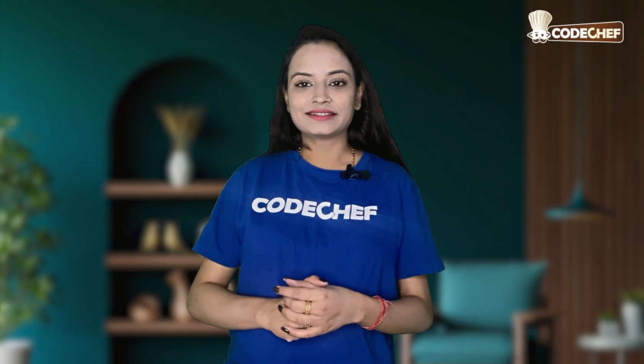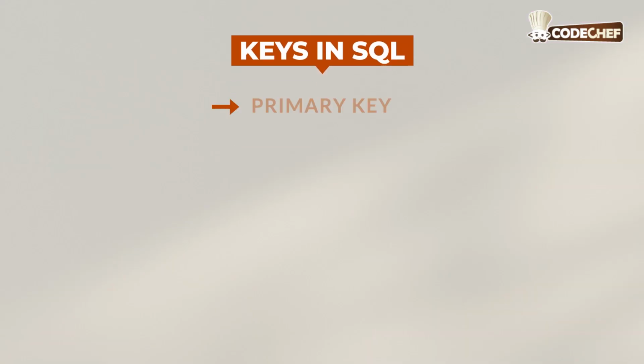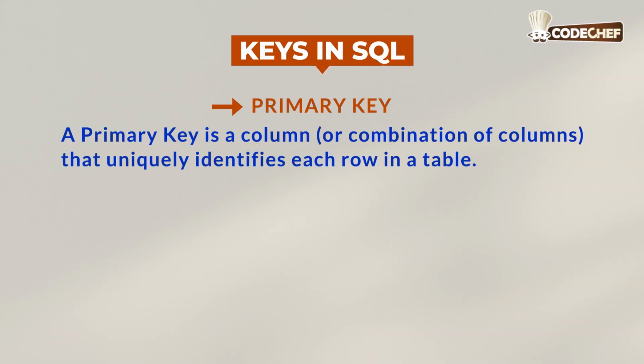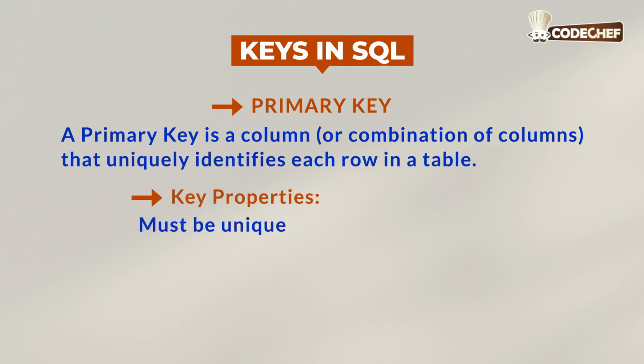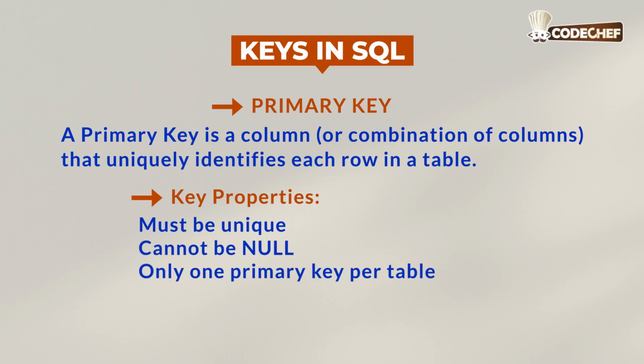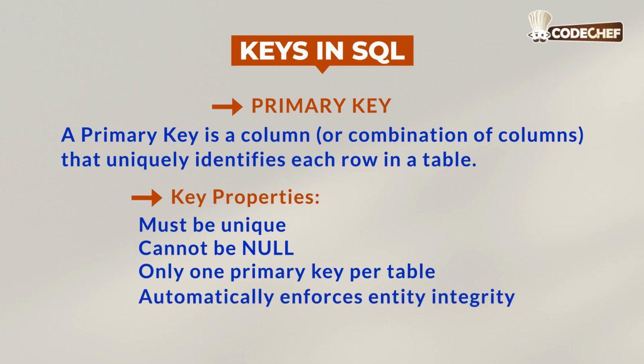So let's get started. Keys in SQL. First, primary key. A primary key is a column, or it can be a combination of columns, that uniquely identifies each row in a table. Its key properties are: first, a primary key should always be unique. Then it cannot have any null value. We can only have one primary key per table, and it automatically enforces entity integrity. So primary key is one of the most important concepts when it comes to keys in SQL.